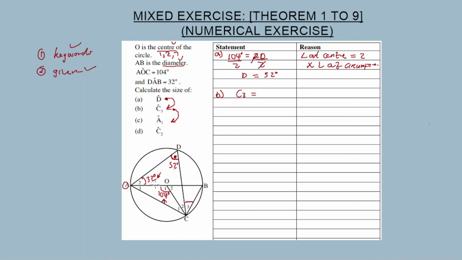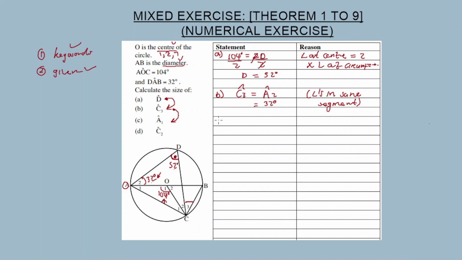Angle A2, this angle 32, as well as C3, they are equal because of angles in the same segment. A3 is equal to A2. They are both equal to 32 degrees. Angles in the same segment. In the same segment. Theorem 4. It's because of this bow tie, right?